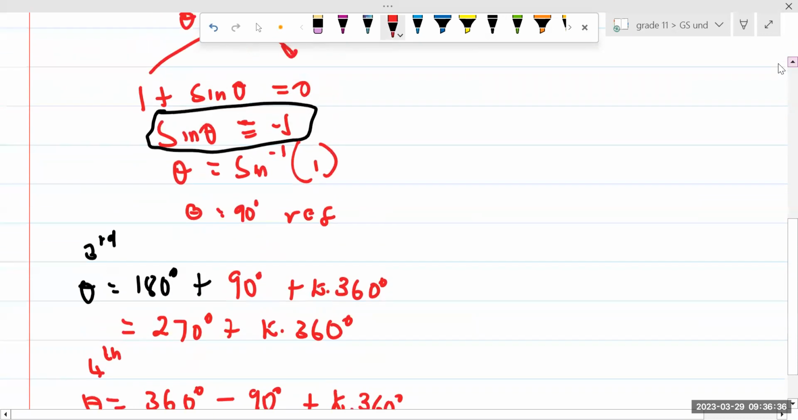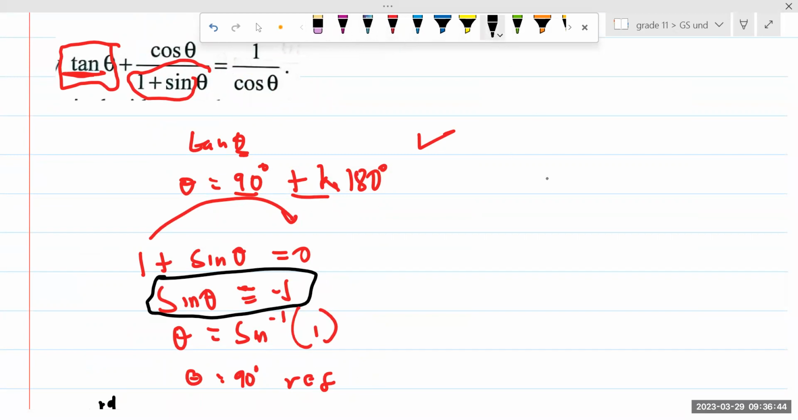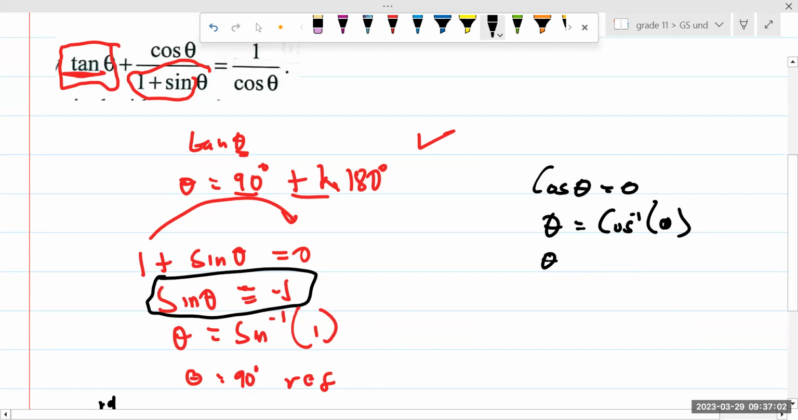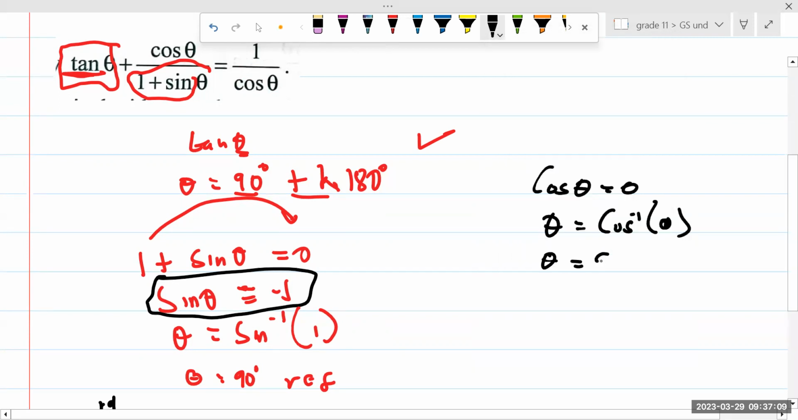Now, what else do we have then? We're not done. This is not the only one that we have. We also have another place where we're supposed to have 0. Then we can say if cos of theta is equal to 0, this thing here is also going to be undefined. Now we're going to solve for theta here. If we solve for theta, theta is going to be equal to the cos arc of 0. If we say cos arc of 0, it says 90. Then we're going to have 90 degrees, which is going to be our reference angle.